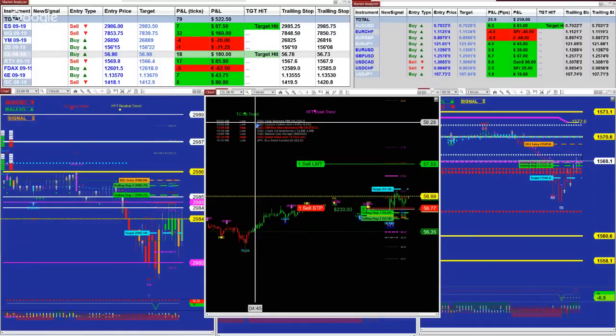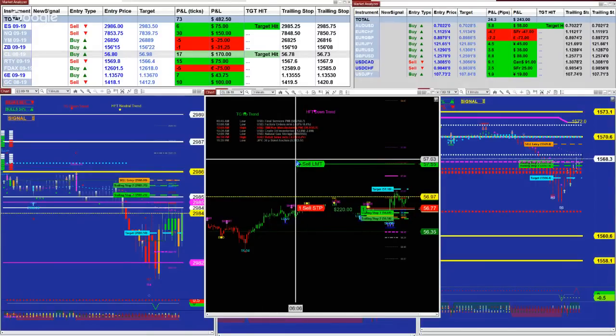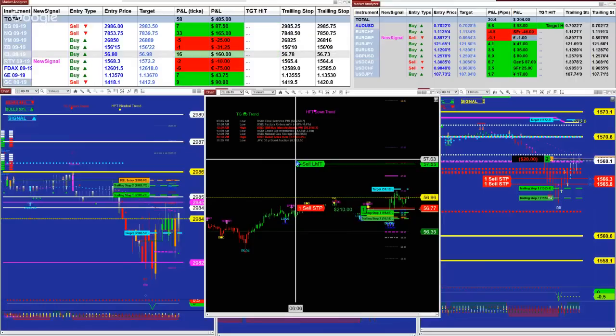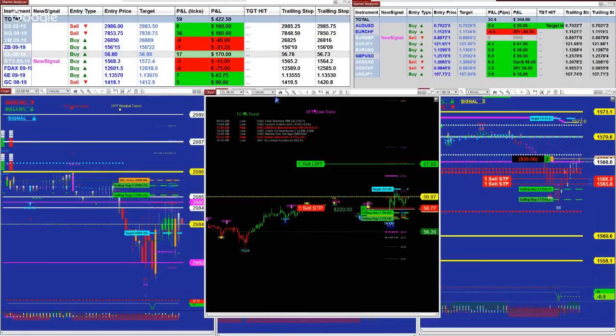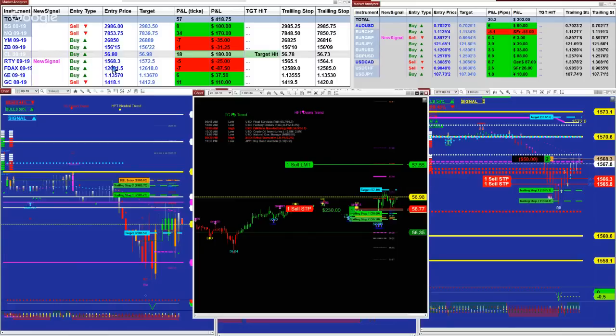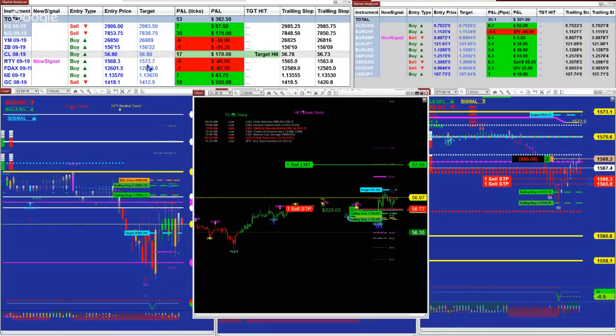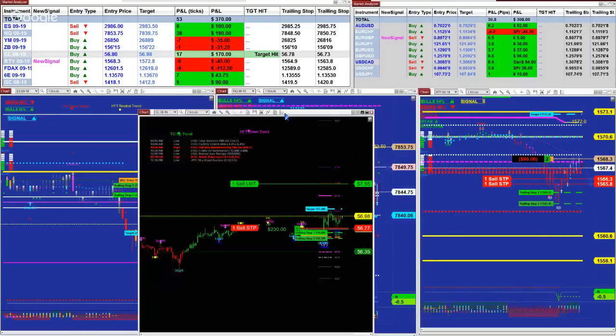We have an important news at 10, and then another important news, the one in red, at 10:30, the crude oil. Right now you have a new signal on the Russell, buy at 1568.3, and it gives you the target 1572.8. But please stand by now.